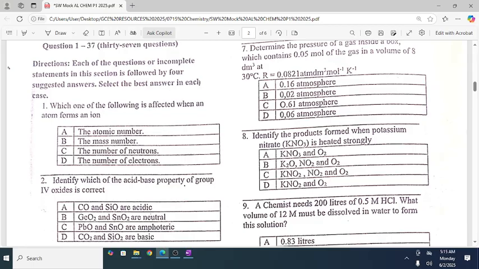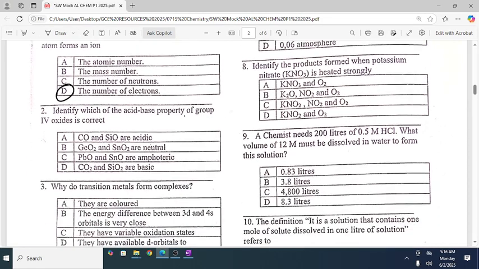If it loses electrons, the ion formed is called a cation, and if it gains electrons, the ion formed is called an anion. Okay, so what is basically affected when an atom forms an ion is the number of electrons. So question 1 is clearly option D. I hope I got that correct. All right, let's move to question 2.